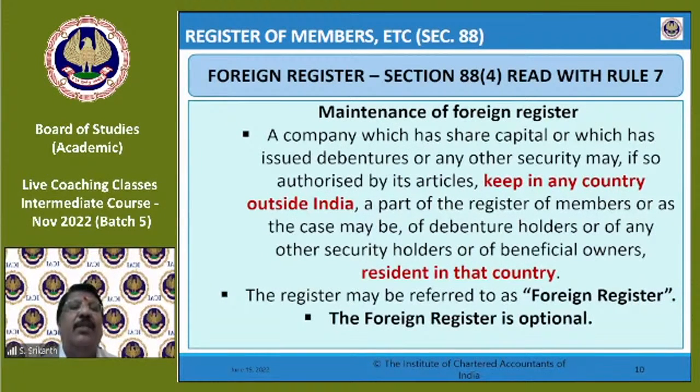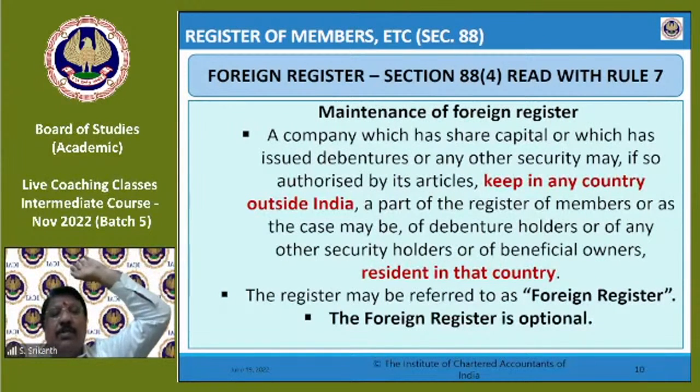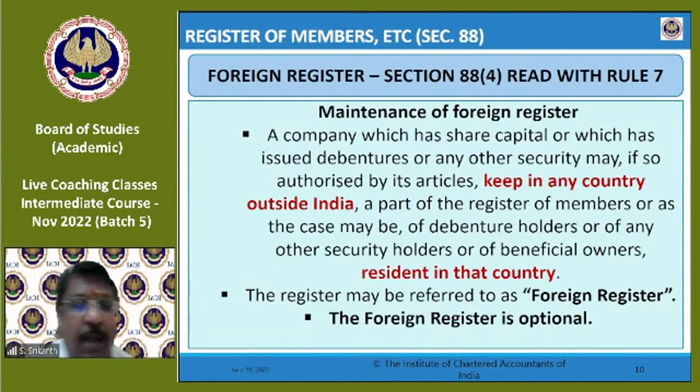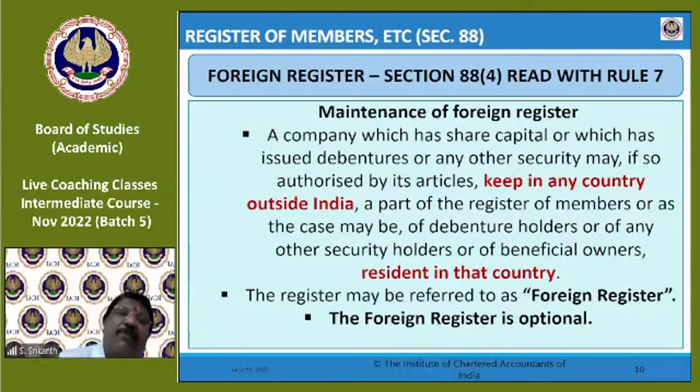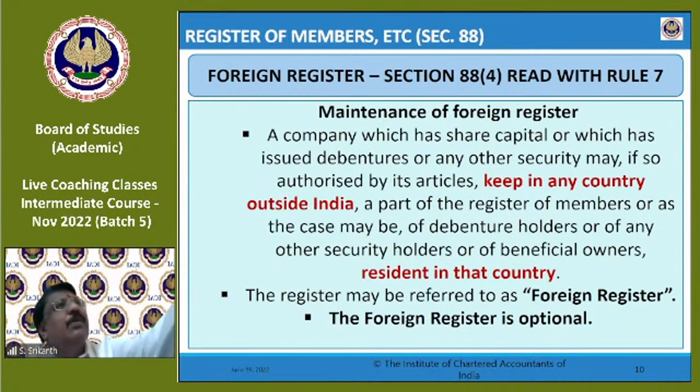Suppose you have issued shares to Japanese people, and Japanese people are holding shares in your company. You have got FEMA permission, FDI and all that. So about 100 Japanese people have invested in your company. Now, with respect to those Japanese investors, you can have a foreign register of members. In Japan, in Tokyo or Osaka, you can maintain a register for their benefit. This register will be referred to as the foreign register. The foreign register is optional, because you have members in that country, but it is not compulsory. But if you want to, and you are authorized by your articles, you can.